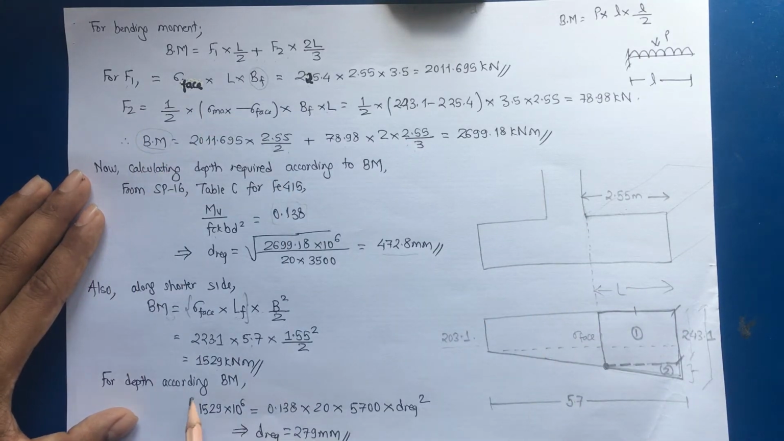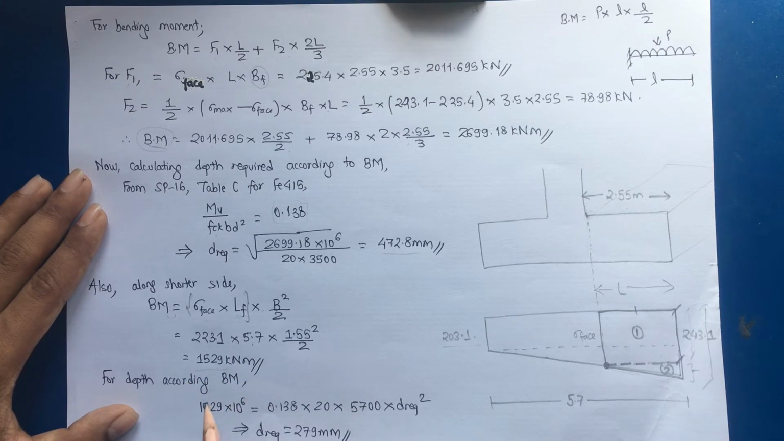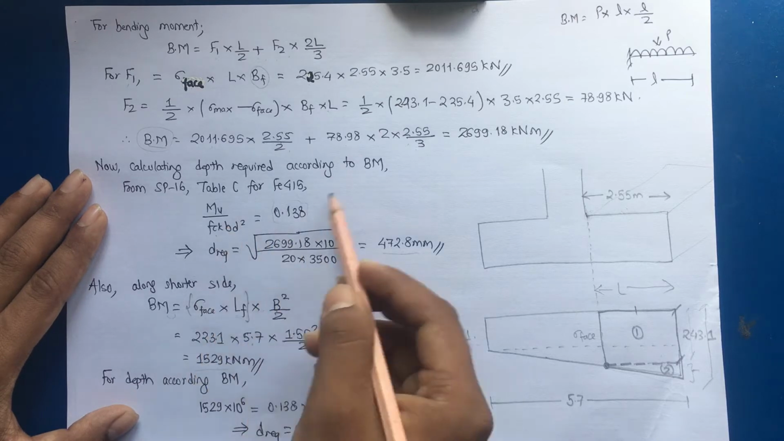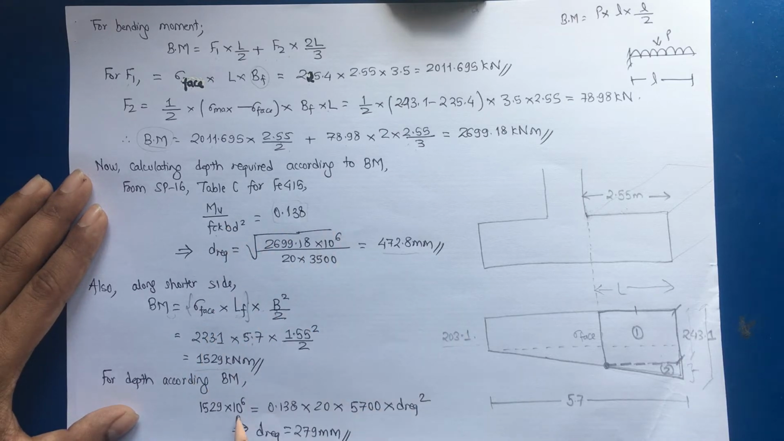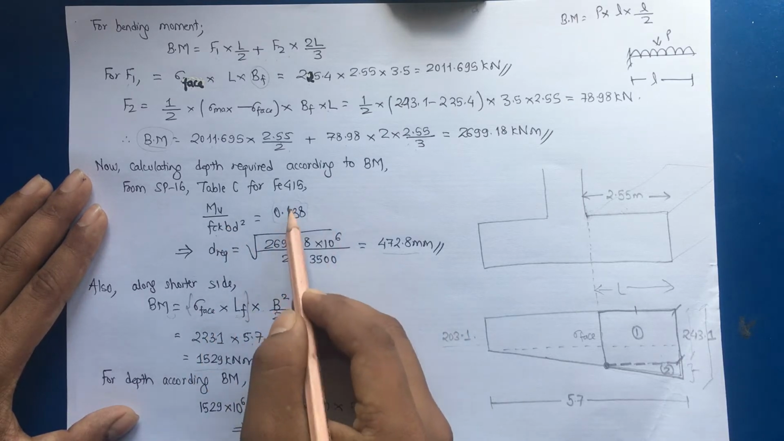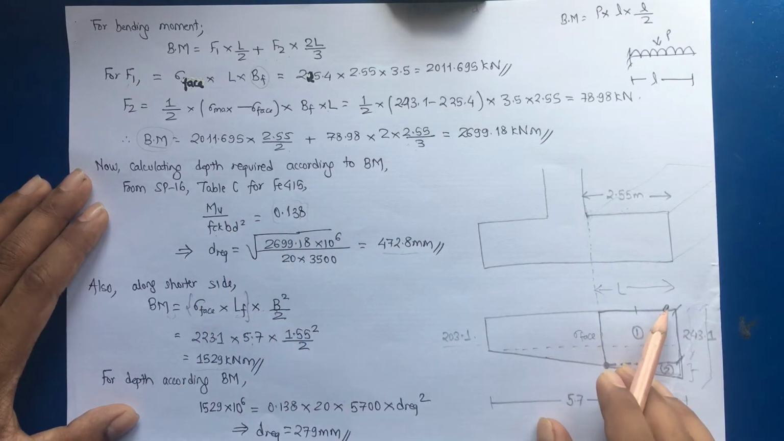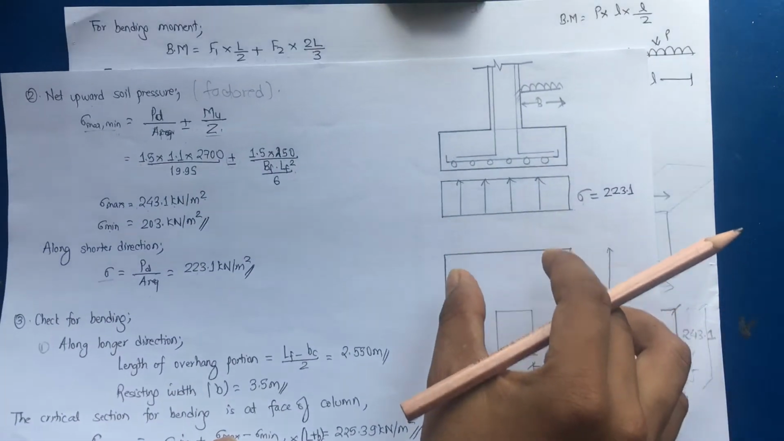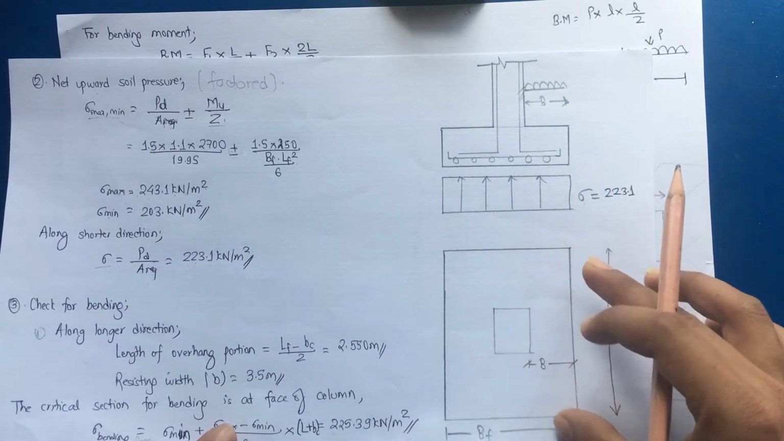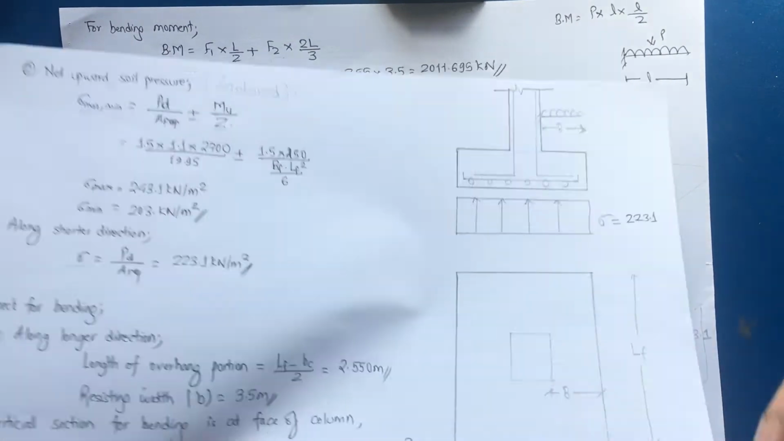Now for depth according to the bending moment, considering the moment of the shorter side, I'm just cross multiplying this: 1529 into 10 to the power 6 is equal to 0.138 into FCK into B. So the resisting width for the shorter side will be LF. Don't get confused with this.